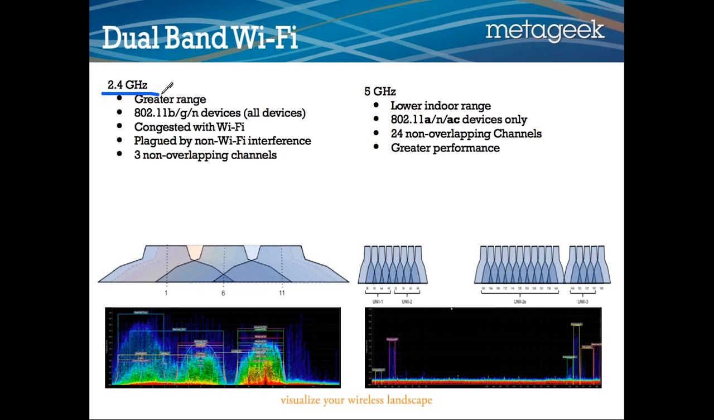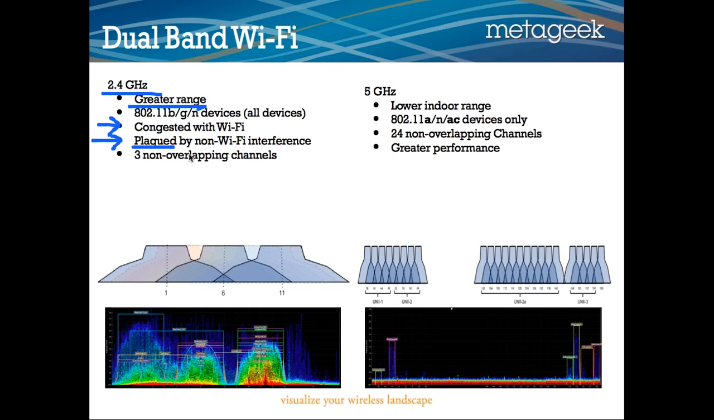Since 2.4 gigahertz has a nice range for Wi-Fi devices, and since it's kind of been the default band for so long now, it's highly congested with Wi-Fi. There's a lot of Wi-Fi devices that operate in the 2.4 gigahertz band. And if the range is good for Wi-Fi, it's good for non-Wi-Fi devices as well. So we see a lot of non-Wi-Fi devices, and they plague the 2.4 gigahertz band with interference. And we're going to talk about that a lot today.